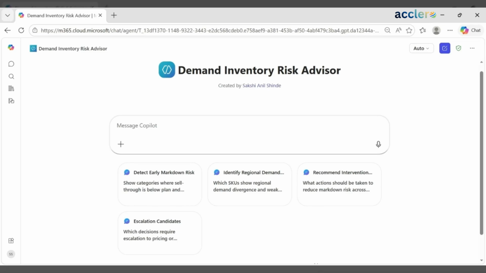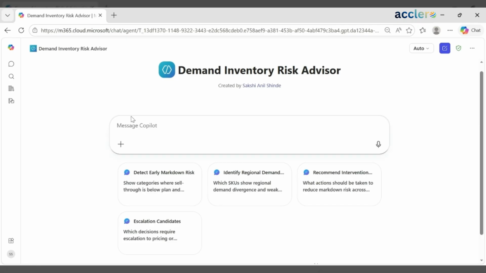This is a demand and inventory risk advisor agent. It proactively identifies the early warning signals like declining sell-through, aging inventory, regional demand mismatch, and weak promotion effectiveness. It recommends targeted actions such as price adjustment, inventory rebalancing, or escalation, and it helps the team to reduce the markdown exposure and to protect the margin.